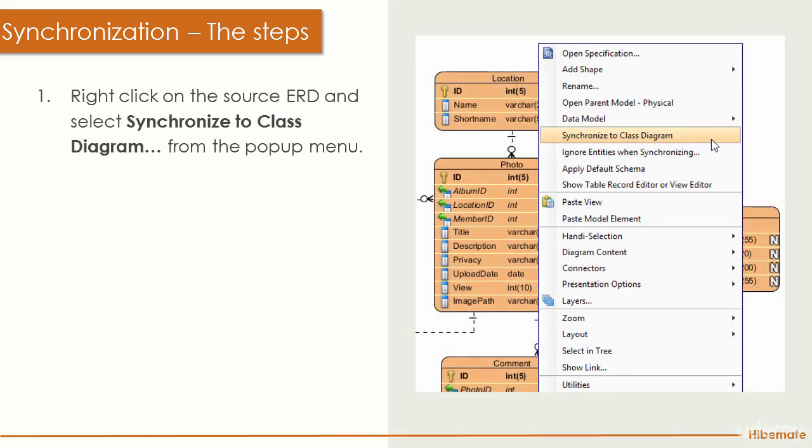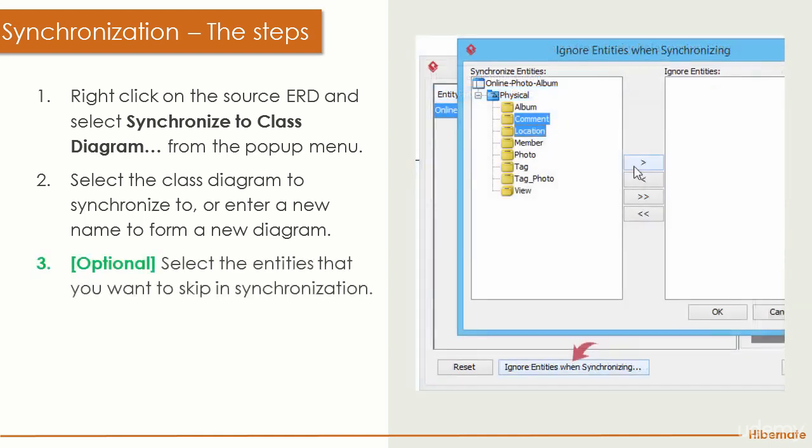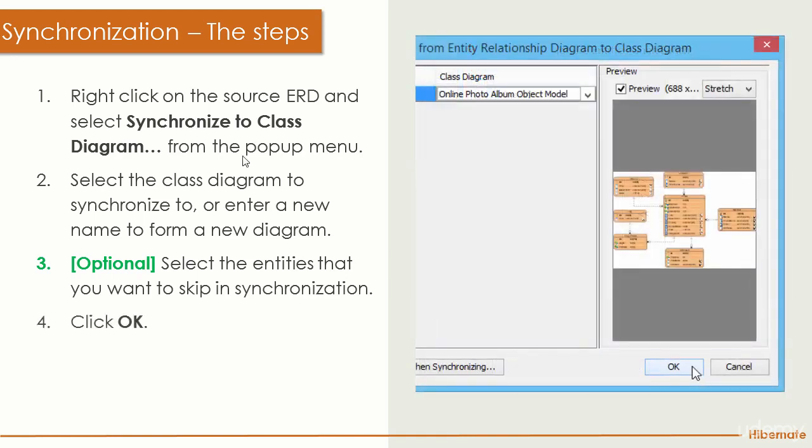First, you right click on the entity relationship diagram and select Synchronize to Class Diagram. Then you can select where you want to generate. You can generate to a new class diagram, or select an existing diagram. Optionally, you can skip some entities you don't want to generate to class diagrams. Of course, it's optional. Then you click OK to generate the class diagram. Let me just show you how to generate the class diagram.